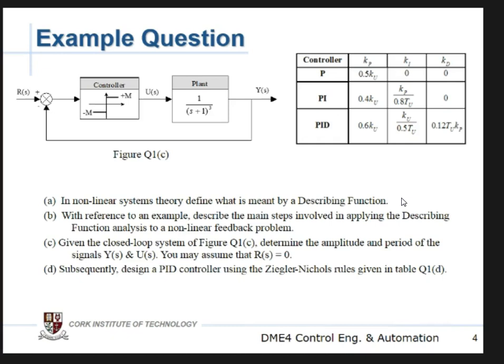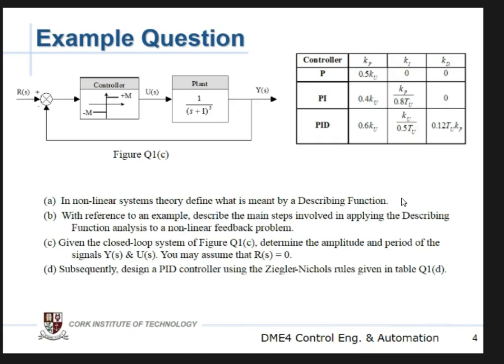So we're assuming that our reference is 0 over here, and you're asked to look at the two signals here and what are the amplitudes and period of those two signals. So that's part C, and then based on that, to design a PI and PID controller using the Ziegler-Nichols rule given up here. So either PI or PID, they both operate on the same assumption that in order to do that I need to know the ultimate gain, KU, and I need to know the ultimate period, TU.